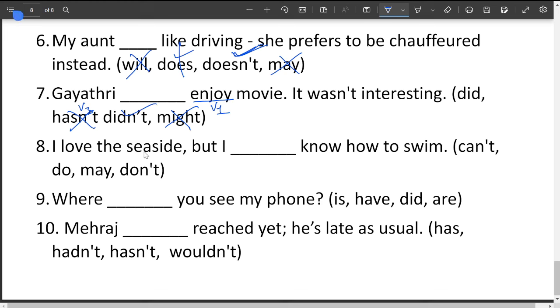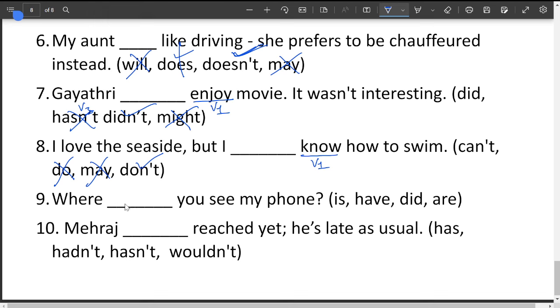Next. I love the seaside, but I dash know how to swim. Look at this. Know is V1 again. Now V1 is used with... See, I love seaside, but I dash know how to swim. What can be used here? I can't know how to swim. I do know how to swim. I do know, in the sense I know how to swim. That comes as the meaning. Okay, that fellow knows how to swim. Next, I may know how to swim cannot be used. I don't know how to swim. I love seaside, but I don't know how to swim.